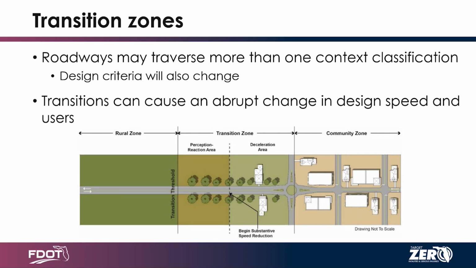The idea of transition zones, you don't want to immediately go from 60 miles an hour in a C2 to 30 miles an hour in a C2T. So you've got the perception that you have your rural zone, your transition zone, your community zone. Inside the transition zone, you have an area where you're starting to realize that, hey, there's something changing. Whether it's landscaping, whether it's a gateway feature like signage, you're realizing there's something going on with the context. I'm getting into a more urbanized area, and then your deceleration zone is giving you that area to slow down and get to the appropriate speed before you get into the critical area.